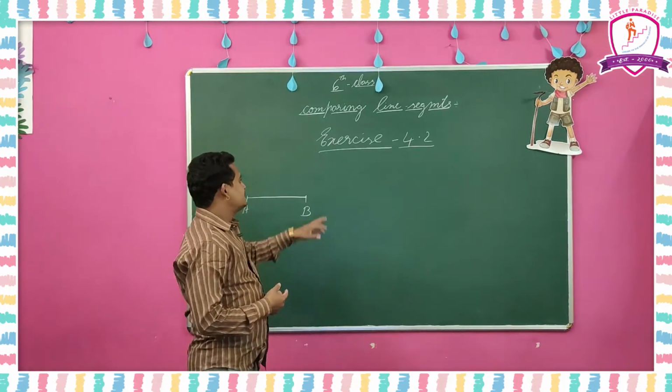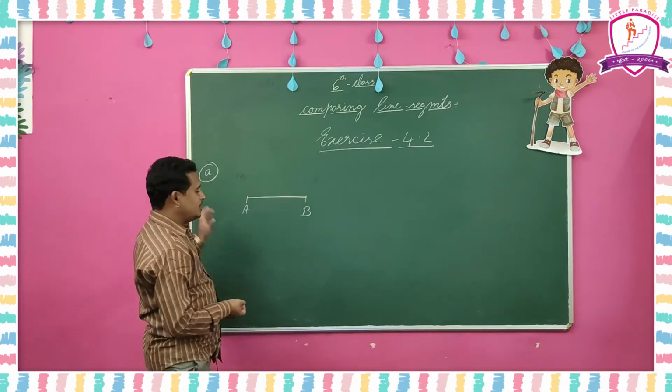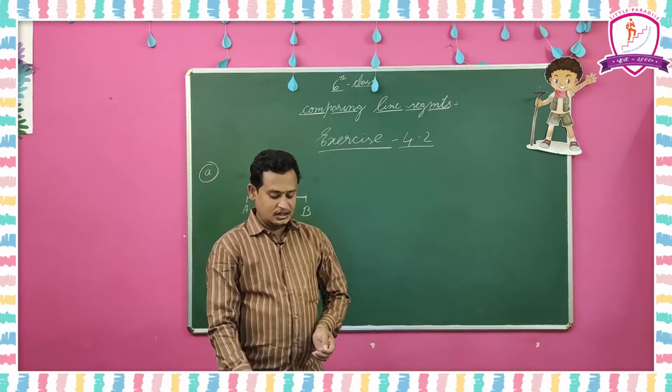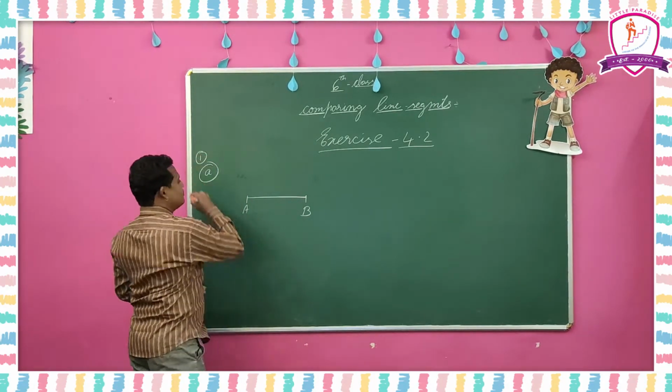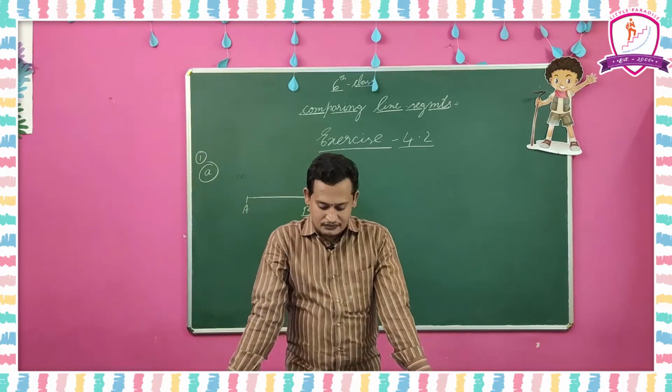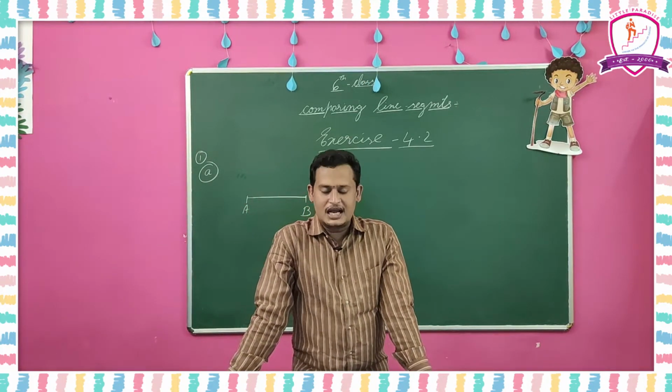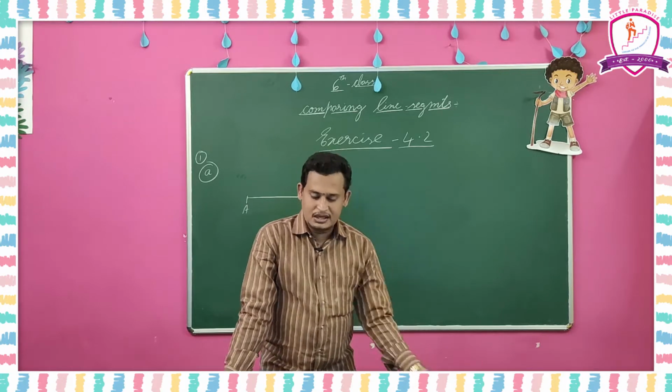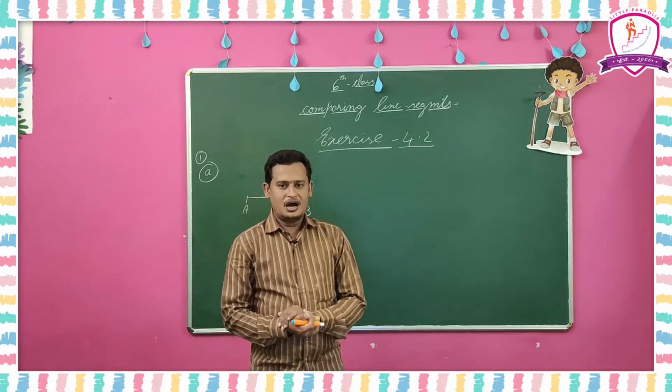Coming to exercise 4.2, I am going to explain the A Roman. First question, A Roman. What is the question given? Measure the following line segment using the ruler and divider. You have to use both the ruler and divider here. So how do you use them?